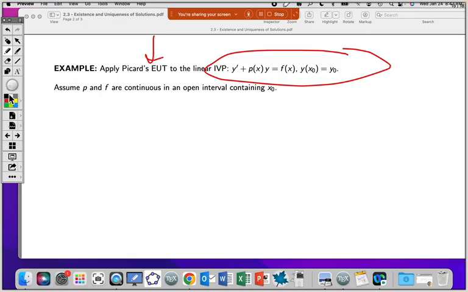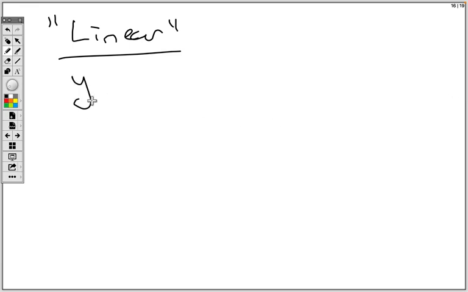And let's just spend the last chunk of today talking about a bigger idea of what it means to be linear. Okay. In differential equations, our first order linear equation means we can write it in this particular form.